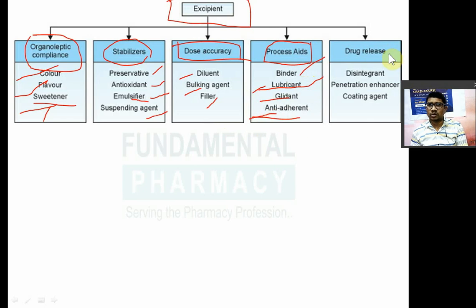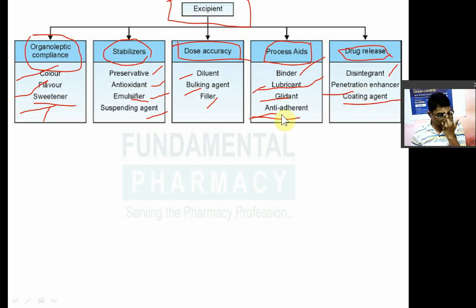And to increase the release of drug, different additives are used. For example, to affect the disintegration, you are adding a disintegrant agent. To increase the bioavailability and absorption, you are using a penetration enhancer. To modify the drug release, you are using a coating agent.